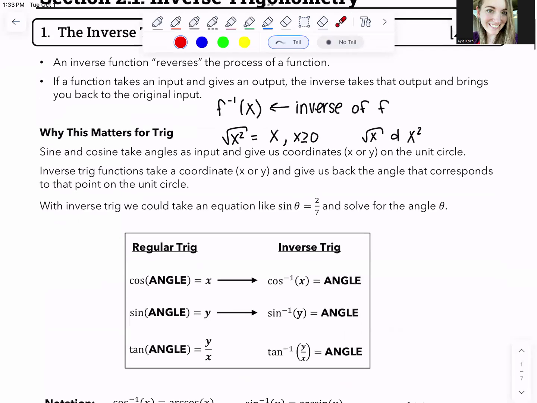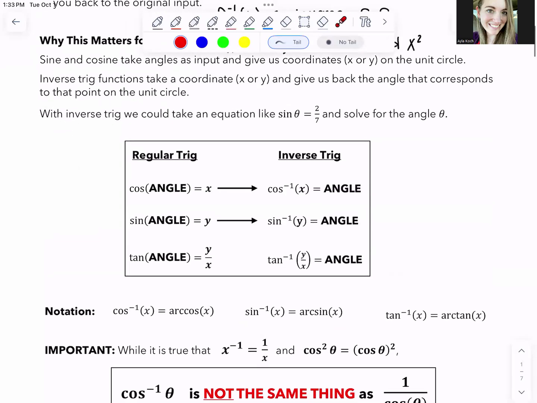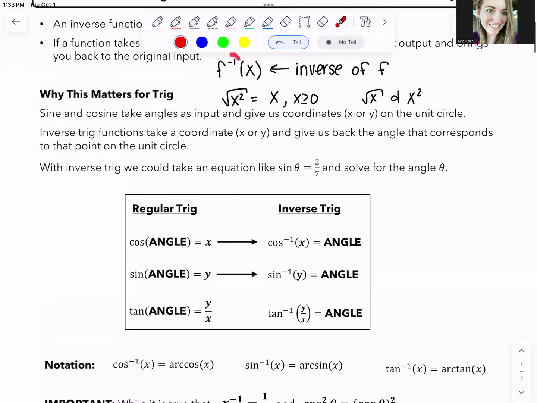So the notation we end up using for inverse trigonometry is the same kind of notation we did with inverses in pre-calc with this little -1 notation. So this guy right here is cosine inverse of x, sine inverse of y, tan inverse of y over x. This notation with the -1, that means the inverse. So it takes in an x value or a y value or a ratio, and it outputs an angle.